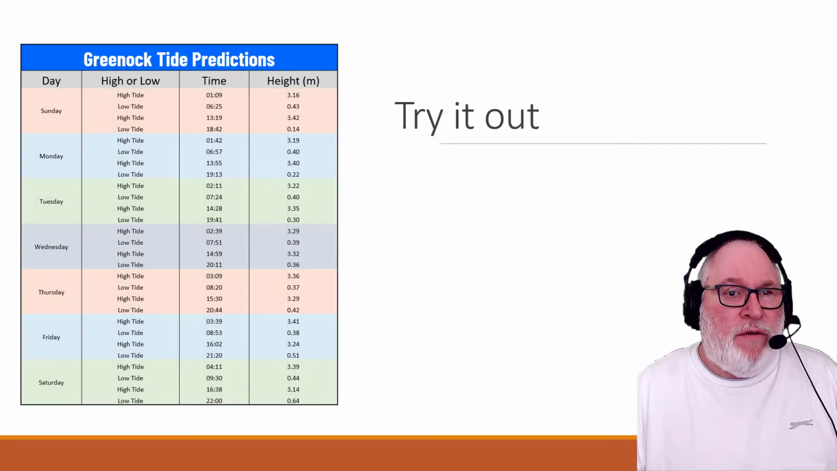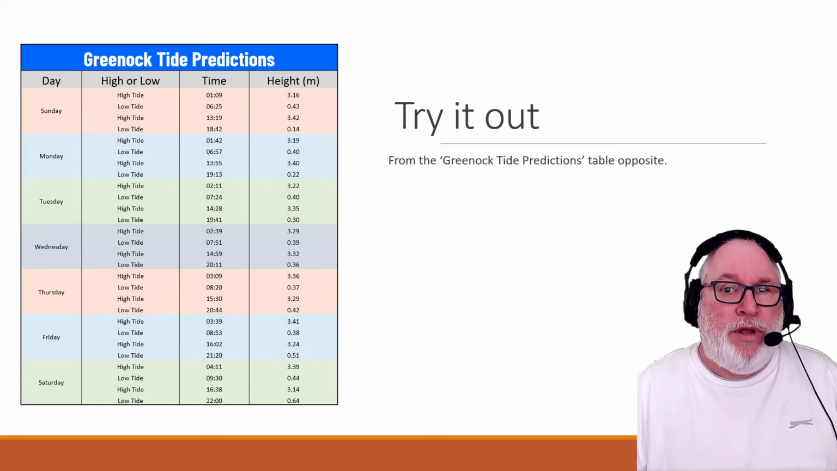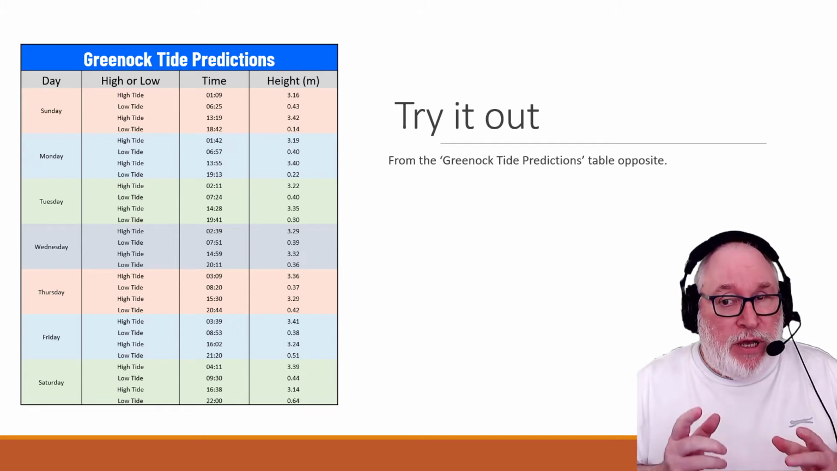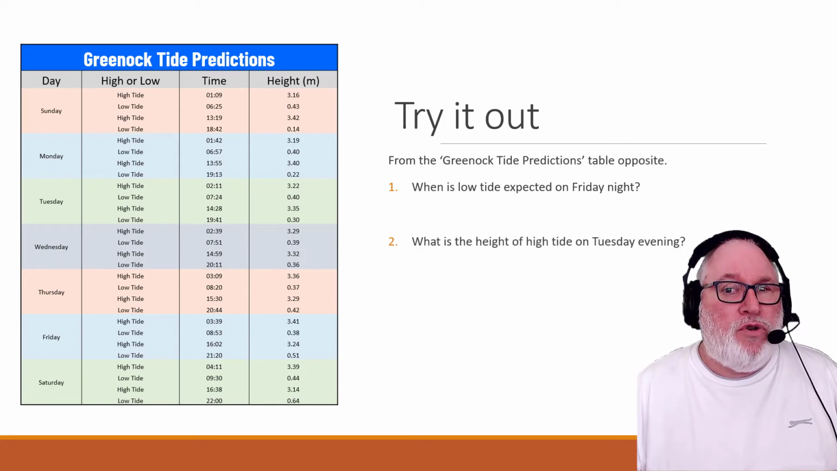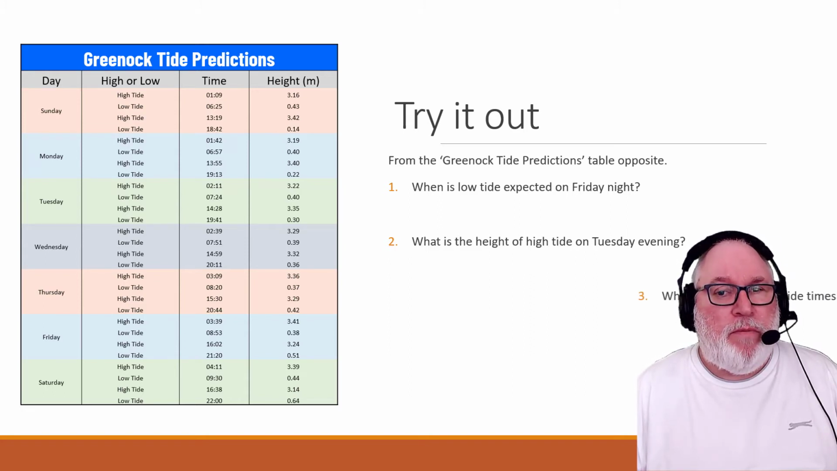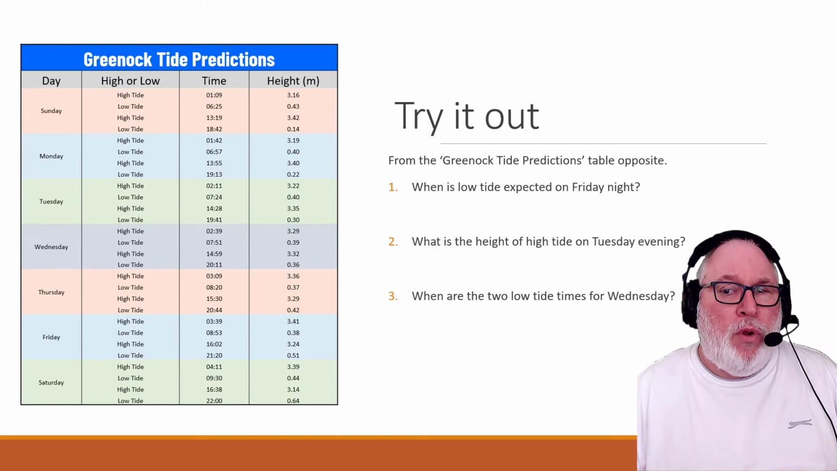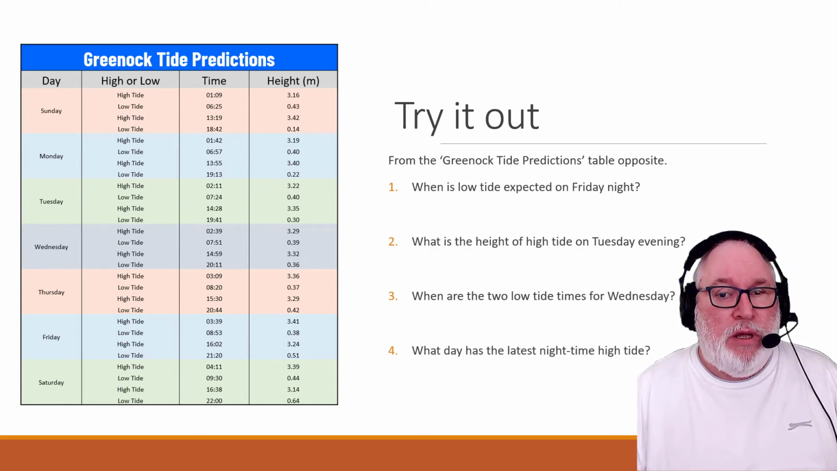Try it out yourself. So we've already had a wee look at a couple, so what I want you to do is, from the same table there, the Greenwich Tide predictions, see what you can find out from that. See if you can find out the low tide, when that's expected on a Friday night. Also, what is the height of the high tide on a Tuesday evening? When are the two low tide times for Wednesday? And what day has the latest nighttime high tide?